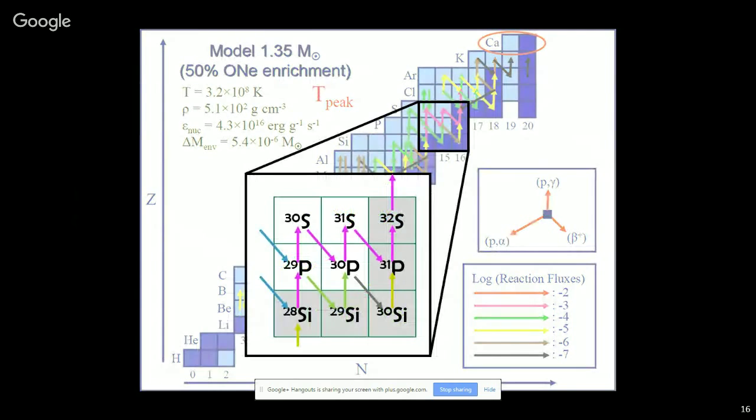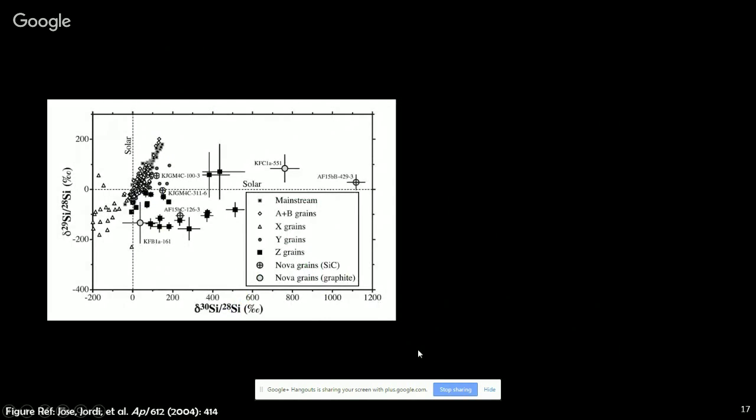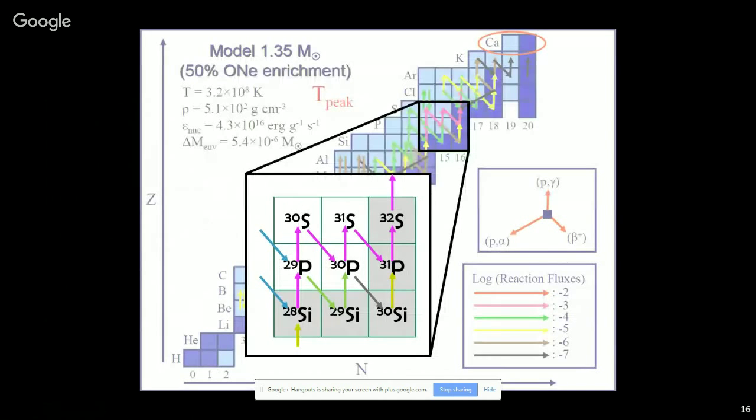Okay, so let's zoom in on this section right here. Now, if I look at this phosphorus-30 nucleus in a classical nova, you can see that there are two arrows coming out of it, right? The phosphorus-30 can either capture a proton and become sulfur-31, or it can beta decay and become silicon-30.